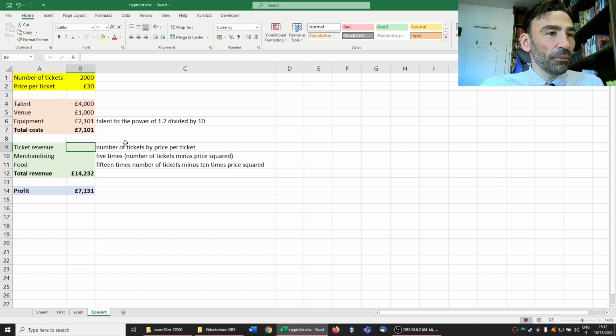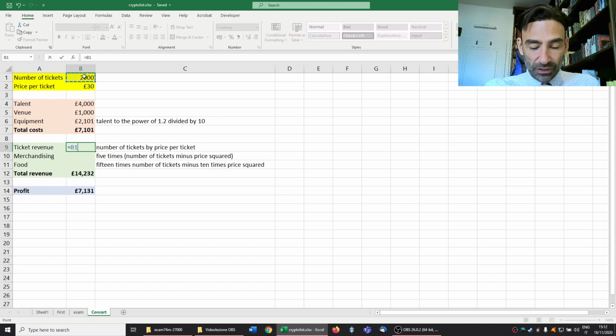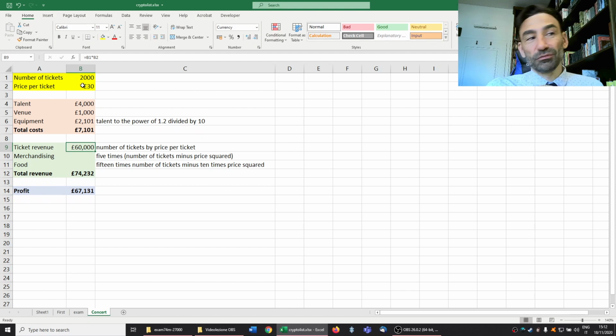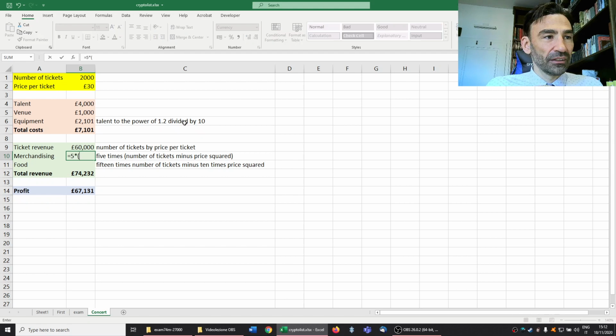Now here, number of tickets by price per ticket. This is obvious. What we gain: 60,000 pounds or whatever. Merchandising: we sell things with the brand of the rock star. 5 times the number of tickets minus the price squared, because the higher the price, the less people want to spend on merchandising, obviously. Equal 5 by number of tickets minus the price squared.